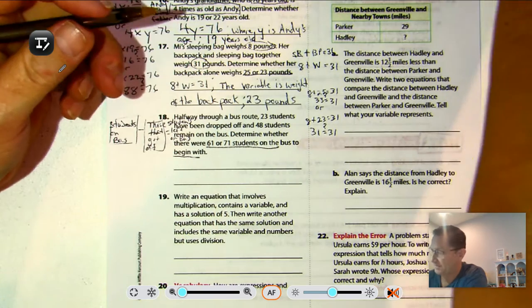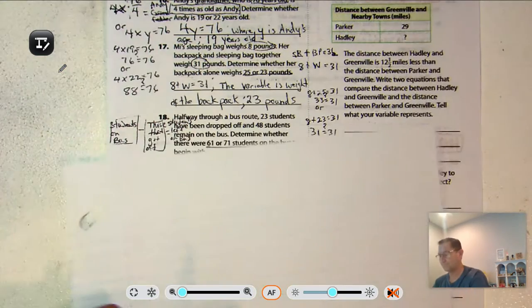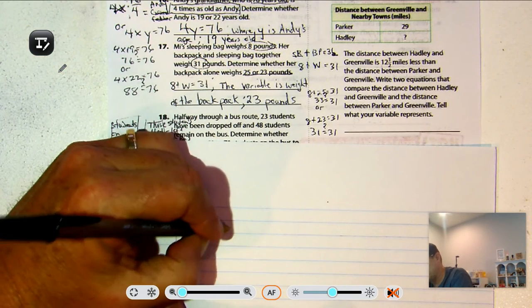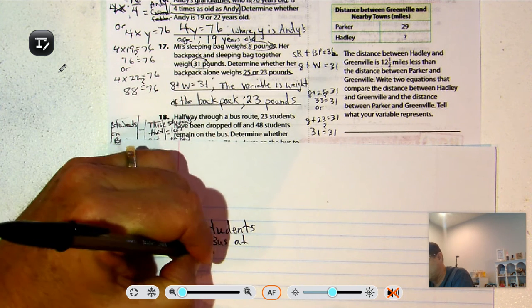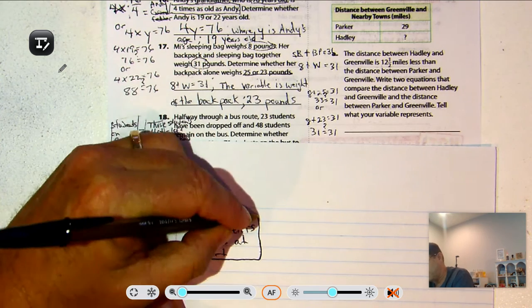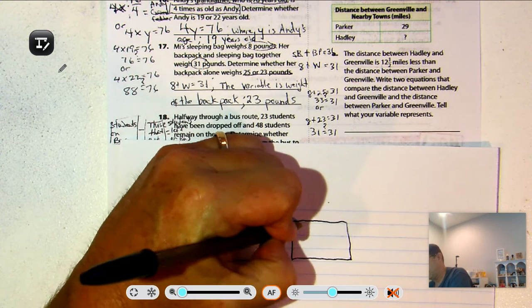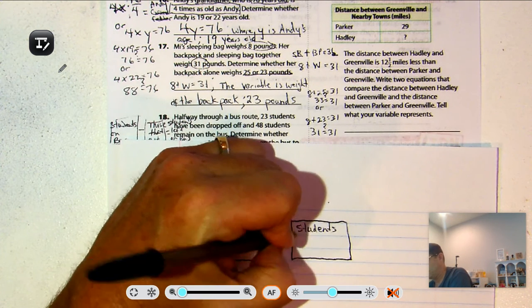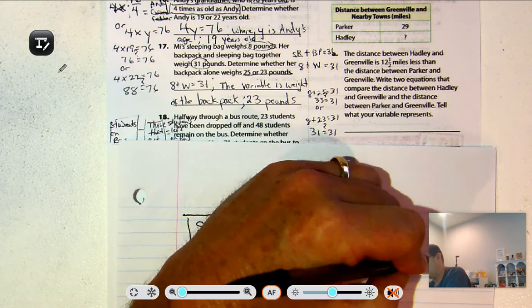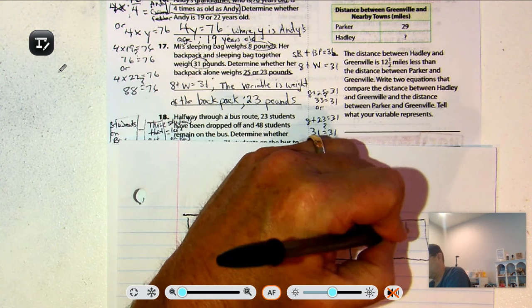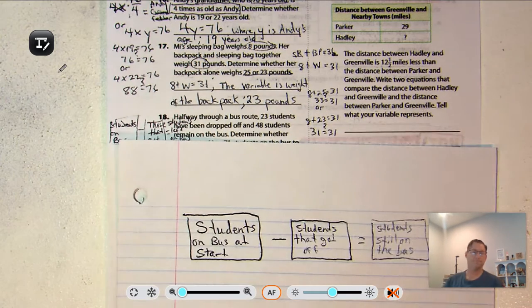Let me rewrite that here on the scratch piece of paper so it's clearer for number 18. So we have students on the bus at start. We're going to subtract students that got off. And that's going to equal students still on the bus. Okay.